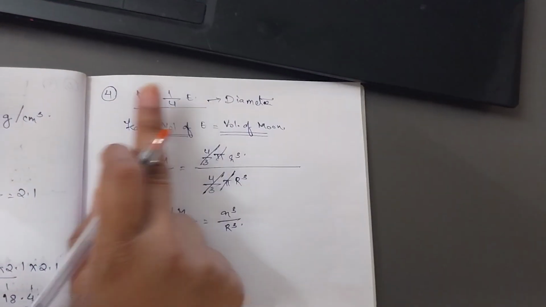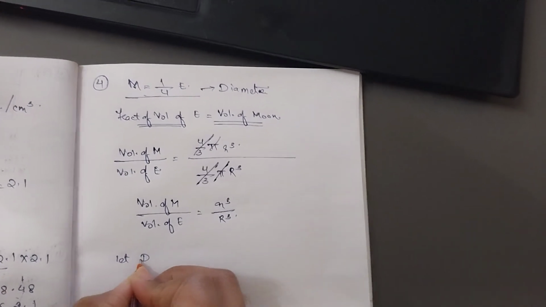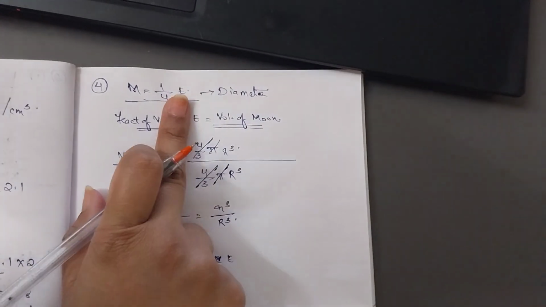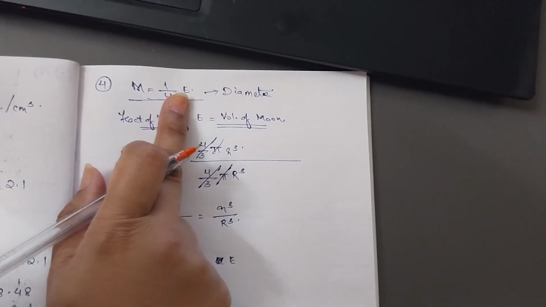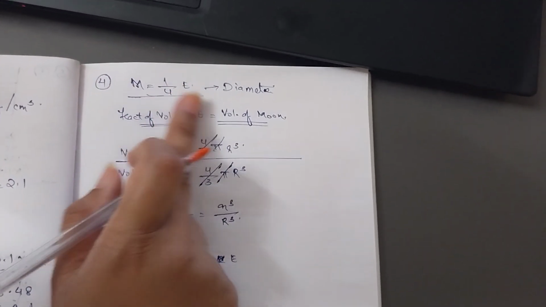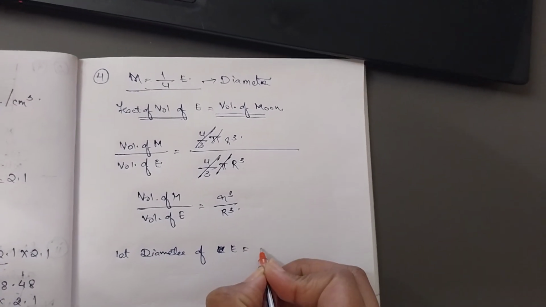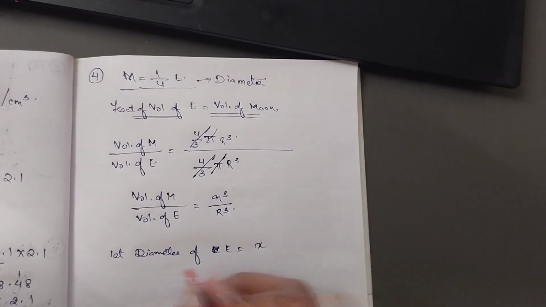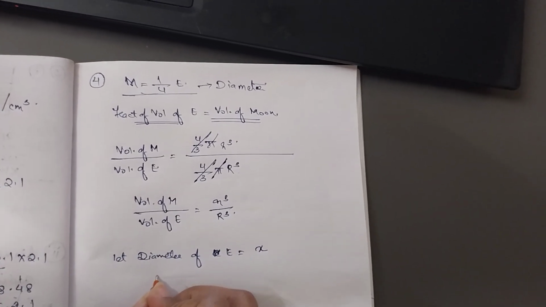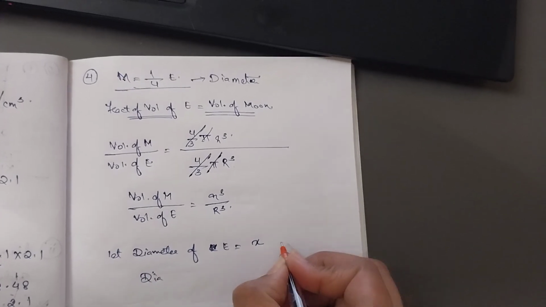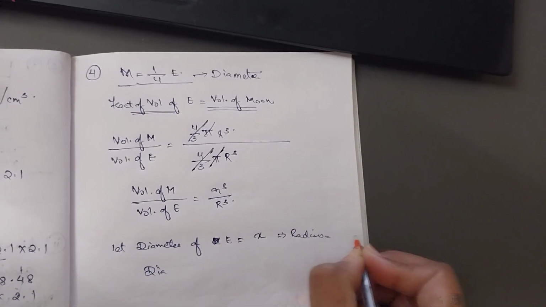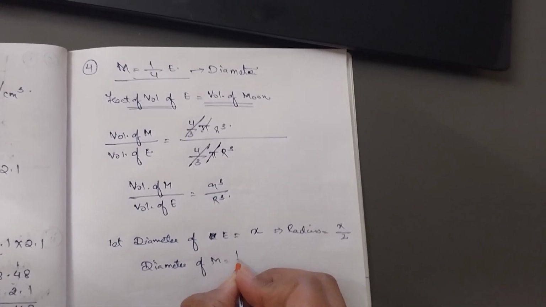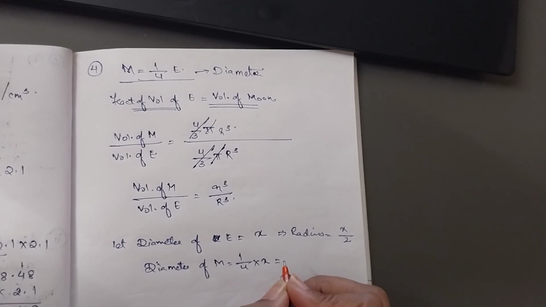I do not know. Diameters I know. Let diameter of earth be x, because the moon is given with reference to earth, so if earth's is x, then moon's will be x/4. That's why I'm taking diameter of earth as x in here. Then its radius is going to be likewise x/2. Diameter of moon is equal to 1/4 of earth, it said. So 1/4 of earth.